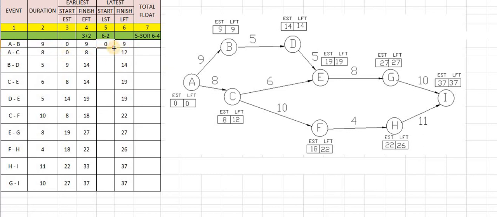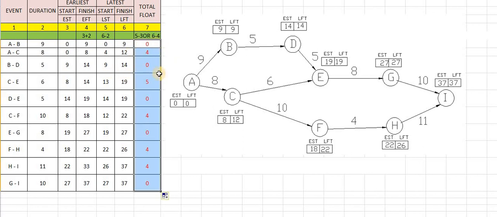Okay, so 9 minus 9 is 0, 12 minus 8 is 4, 14 minus 5 is 9, 19 minus 6 is 13, 19 minus 5 is 14, 22 minus 10 is 12, 27 minus 8 is 19, and so on. So here we have subtracted. And what about the total float? Total float is just the finish subtraction or starting subtraction. So we will take the finish subtraction, and these are the values of total float.